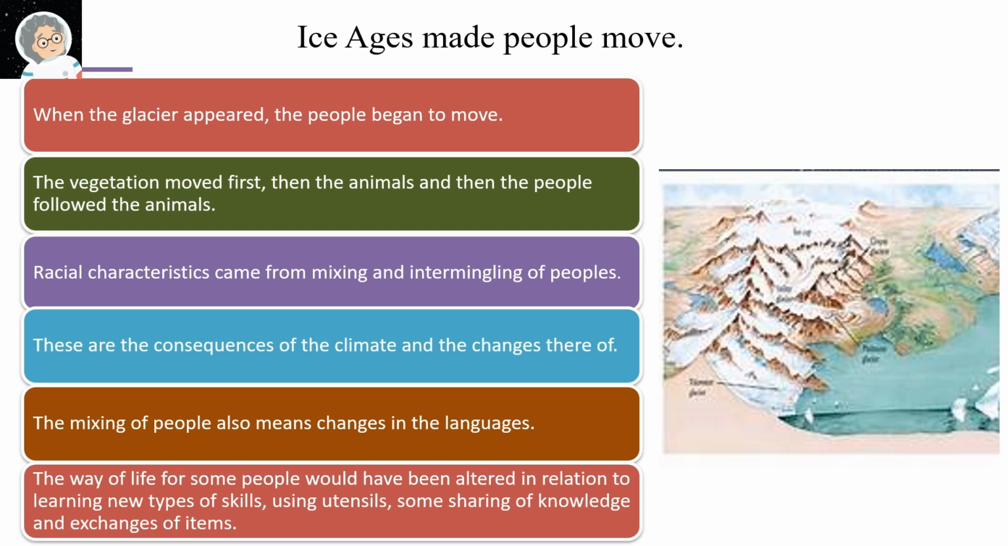Ice ages made people move. When the glacier appeared, the people began to move. The vegetation moved first, then the animals, and then the people followed the animals. Racial characteristics came from mixing and intermingling of peoples. These are the consequences of the climate and the changes thereof.